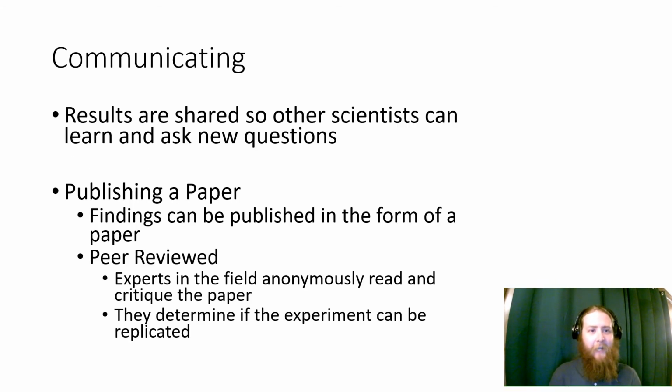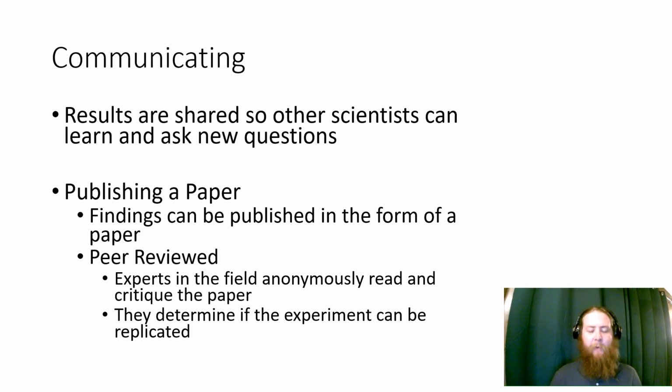All right, communicating. Results of scientific experiments should be shared so that other scientists can learn and ask new questions. This is usually done in the form of publishing a paper. Papers are reviewed through a process we call peer review. This is where experts in the field take these papers, read them, and critique them. They're saying, hey, you did this part of science really well. Your methods here were really good. But I'm interested to see, are these results replicatable?